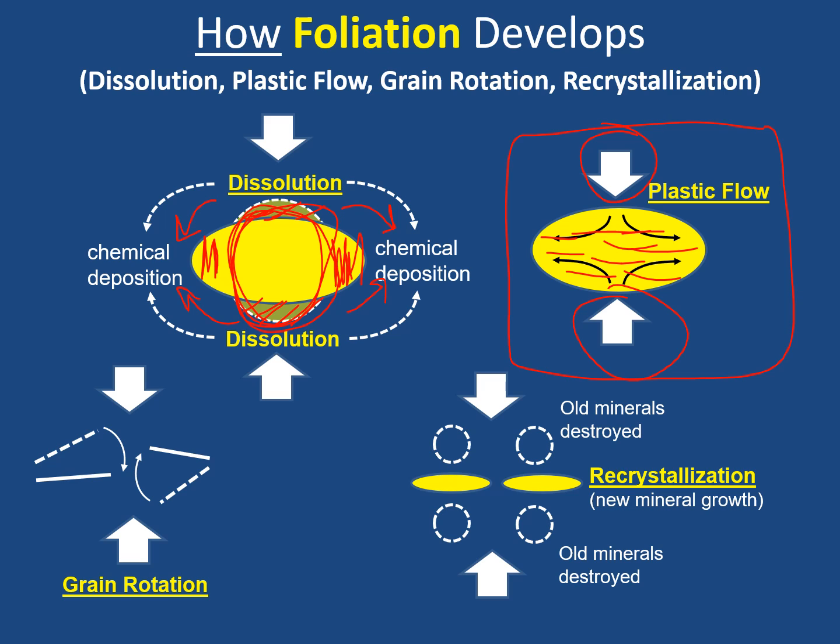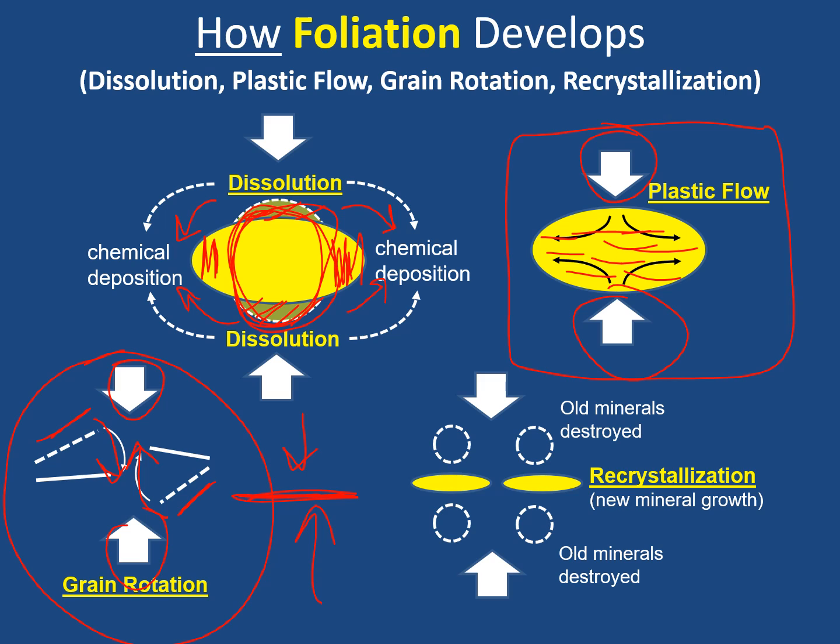And then finally, or thirdly, I should say, grain rotation can sometimes bring about foliation. So in this case, again, we have randomly oriented minerals in the rock, and as a result of squeezing, the minerals will tend to rotate in a direction that tends to be perpendicular to the direction of squeezing. That's known as grain rotation.